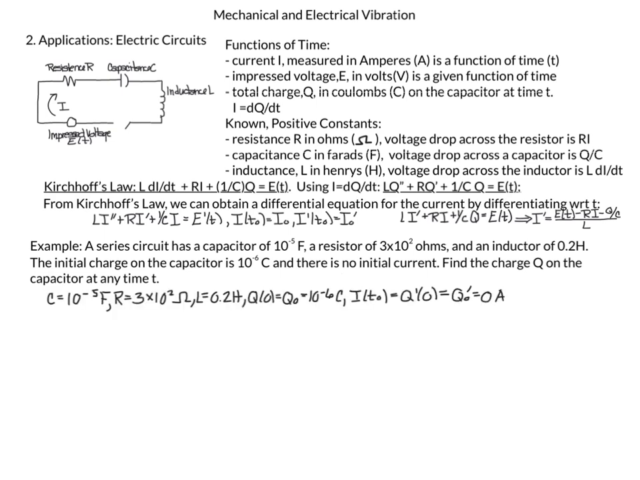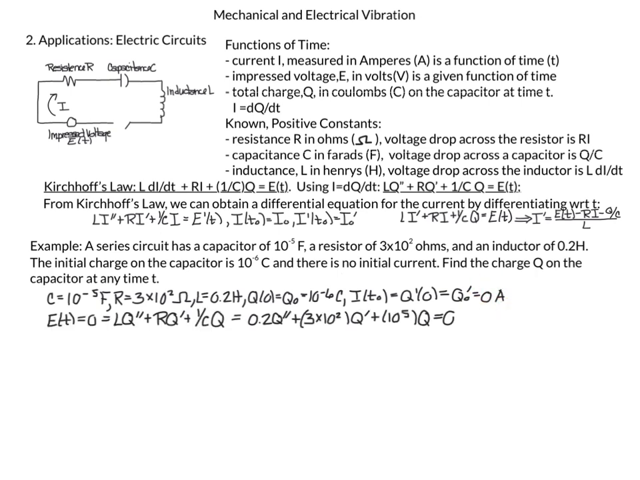I started by just rewriting everything. C is equal to 10 to the minus 5 F, R is equal to 3 times 10 to the 2 ohms, L is equal to 0.2 H, Q naught, the initial charge, is equal to 10 to the minus 6 C, and there's no initial current, so I naught is equal to Q prime naught, from this equation here, and that is equal to 0 amperes.